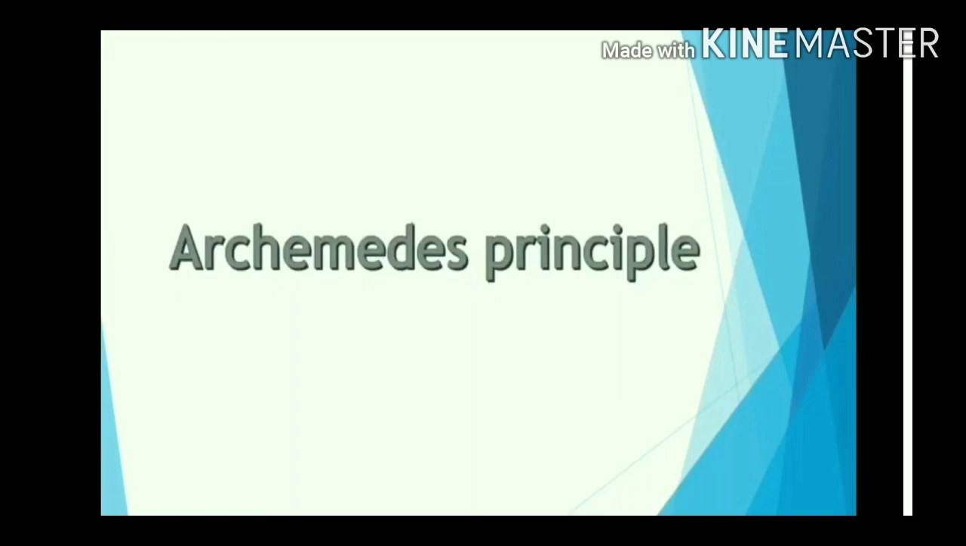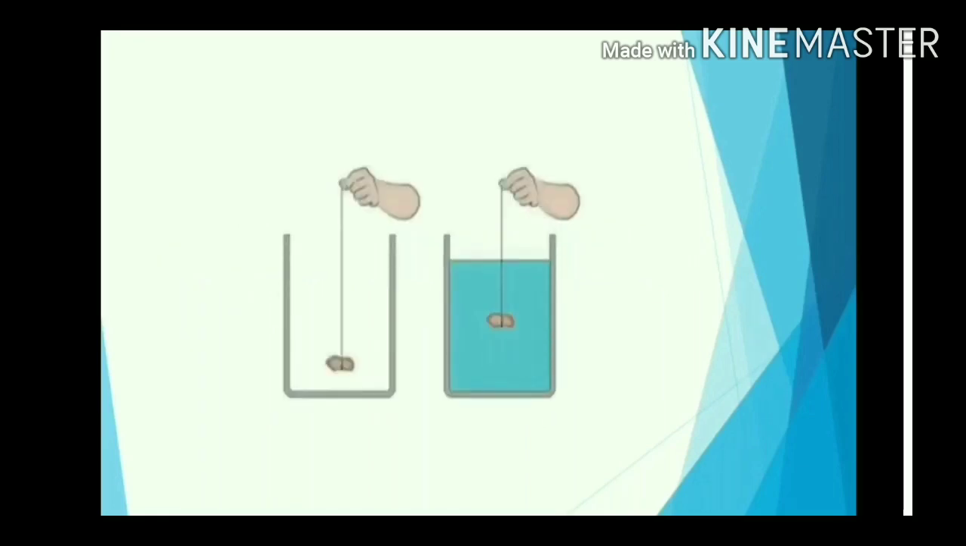Now the next topic is Archimedes' principle. Let's do one activity. Take a long rubber band and cut it at one end. At one of its ends, tie a clean washed stone or 50-gram weight as shown in the figure. Now hold the other end of the rubber band and make a mark there.